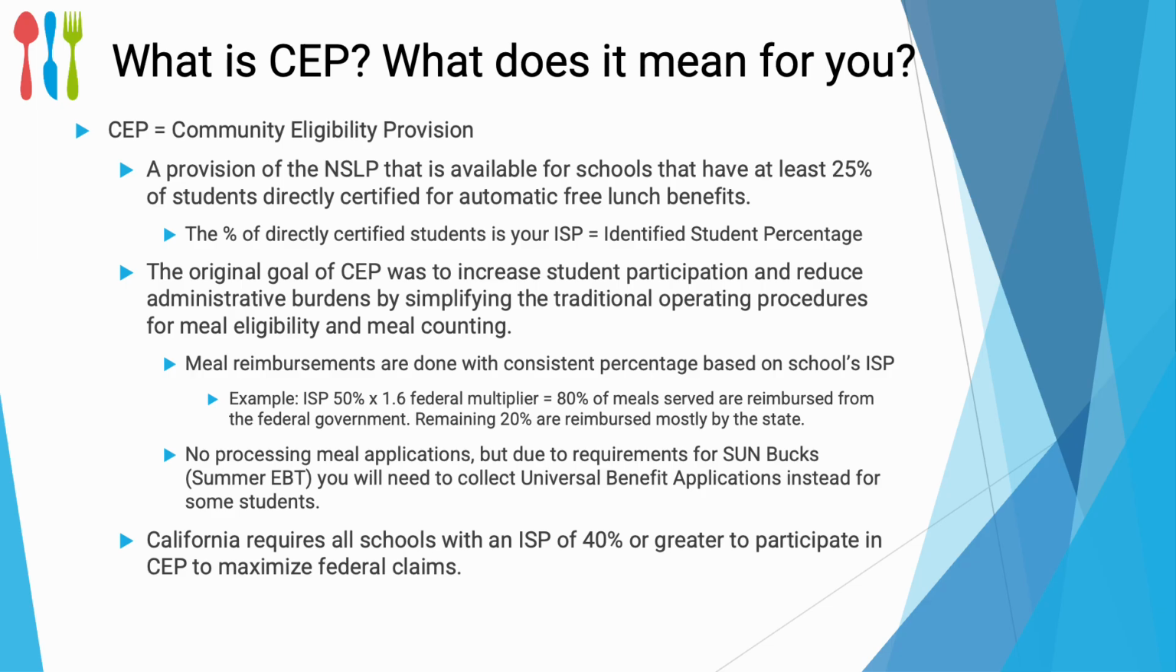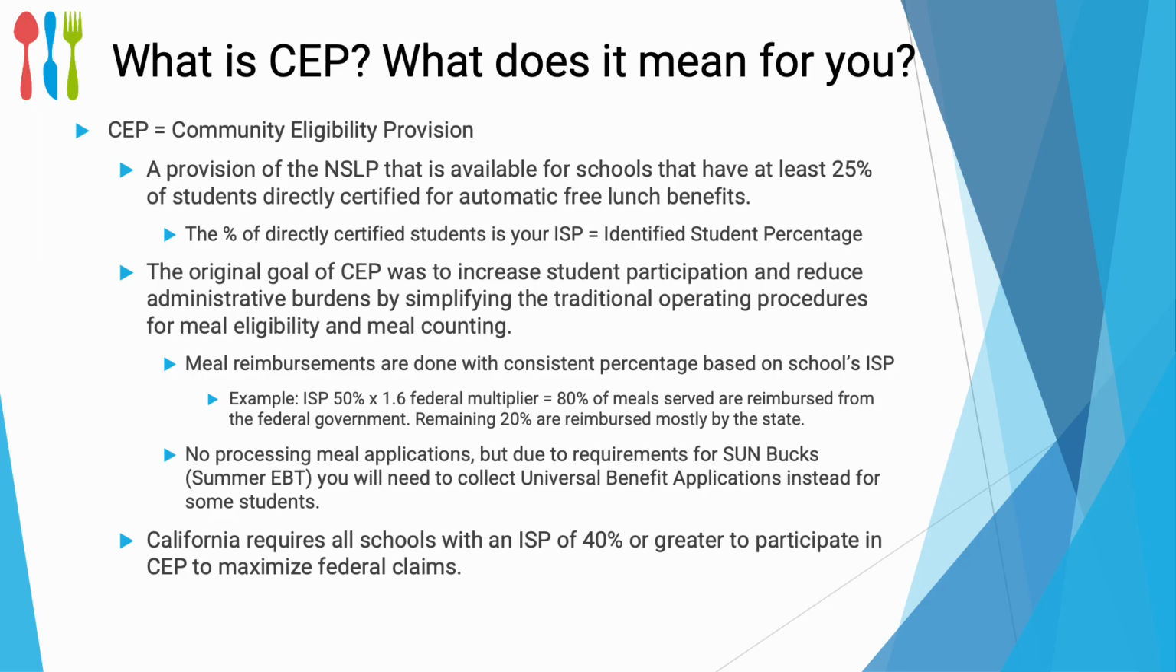So it's a provision or a version of the National School Lunch Program available to schools that have at least 25% of their students being directly certified for automatic free lunch benefits. So the percentage of directly certified students in your school is called your ISP, or your identified student percentage. So the goal of CEP is to increase student participation and reduce administrative burdens by simplifying the operating procedures for meal eligibility and meal counting.